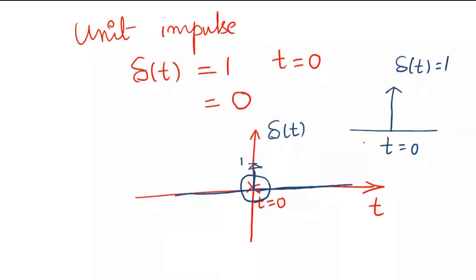Now, what is the Laplace transform of this unit impulse? The Laplace transform of delta of t is equal to 1. The Laplace transform of the unit impulse function is equal to 1. This you have to remember. There is no other alternative.